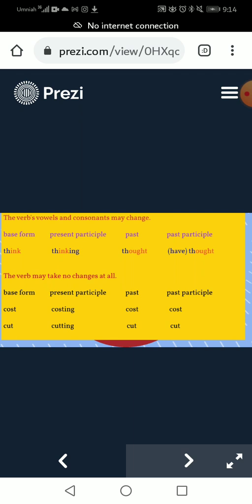The verb may take no changes at all. For example, the base forms coast and cut. It changes in the present participle, coasting, but the past and past participle stay the same. Coast and coast. Cut, cutting, cut, and cut. No change at all.